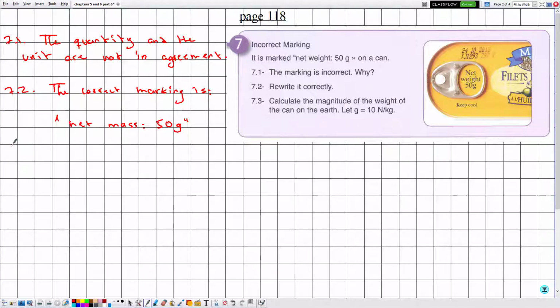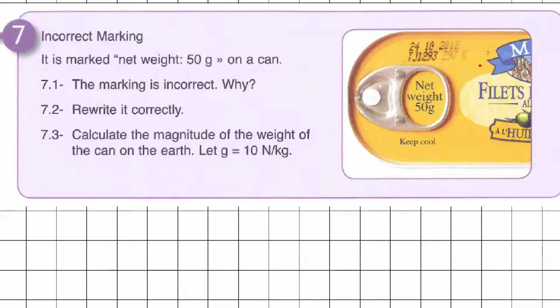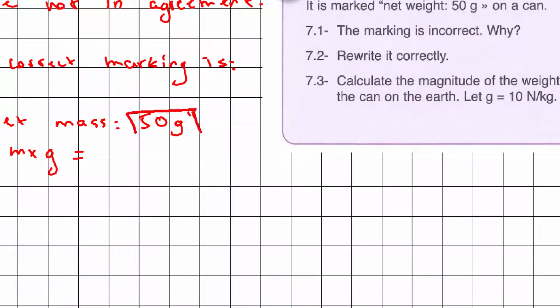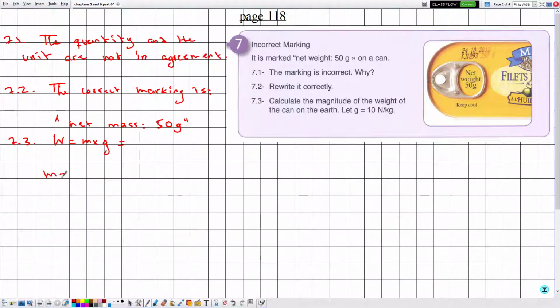Now 7.3, calculate the magnitude of the weight of the can on the earth, let G is equal to 10 newtons per kilogram. So we know that weight, mass and gravity are related via the following formula. Now here we have that the mass is given by 50 grams.